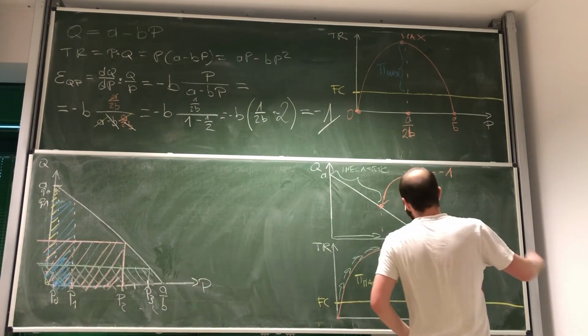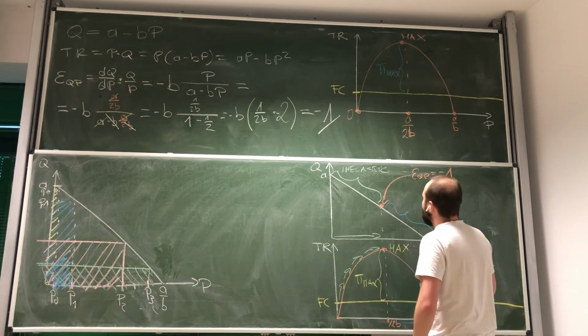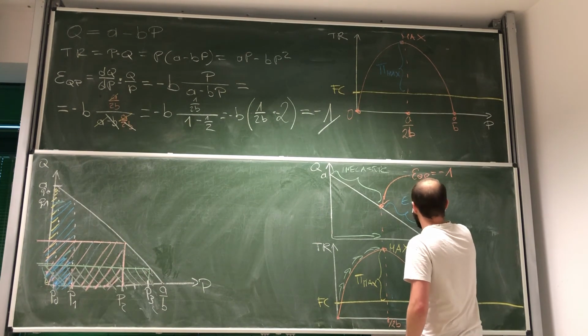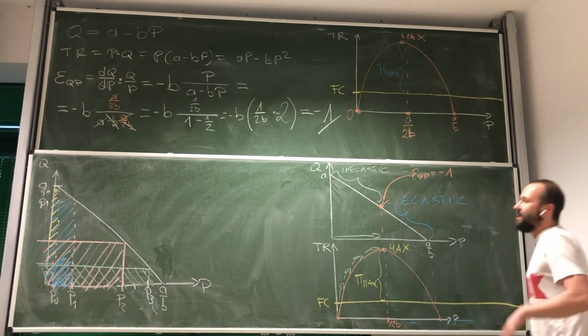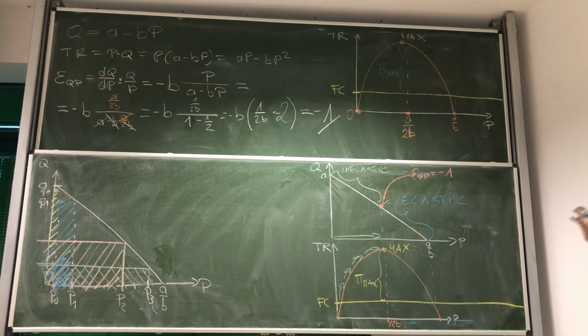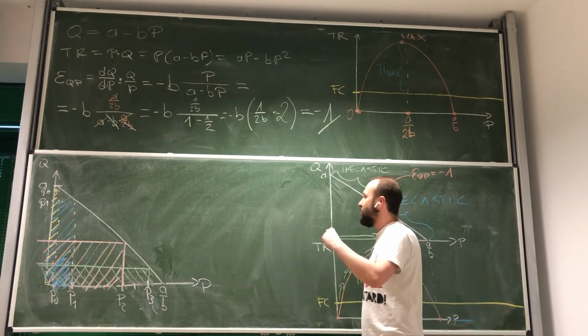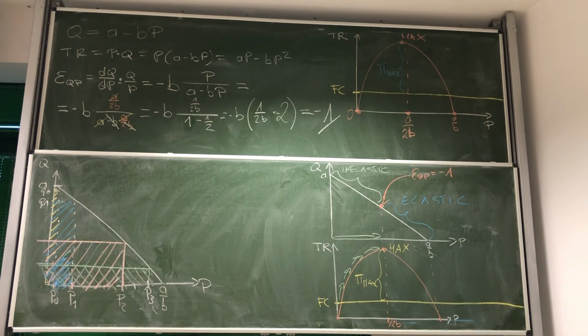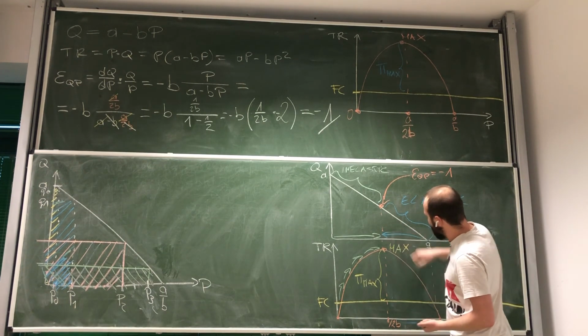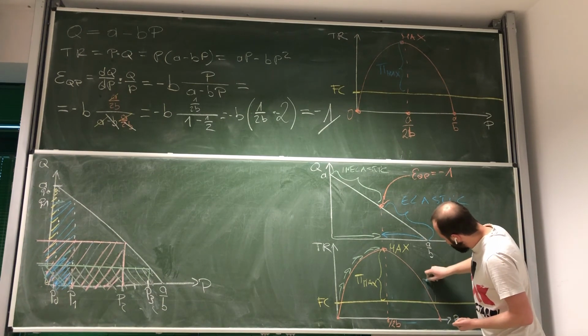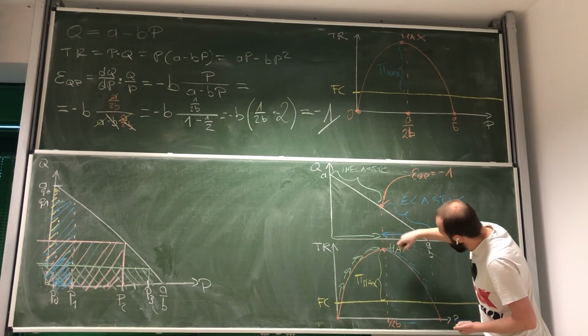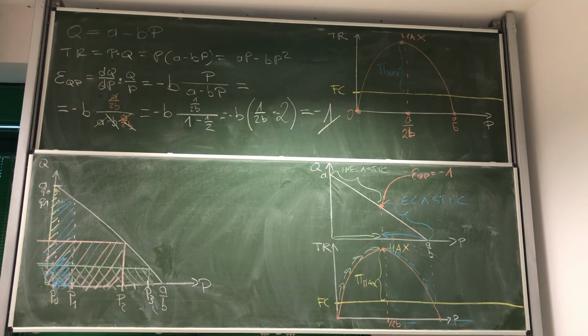increasing total revenue. Over here, however, we've got the opposite situation. Here demand is elastic. What does it mean? Increasing the price by 1% will decrease the quantity by more than 1%. What is the rational thing to do? Here, we should be decreasing the price, and eventually this will also lead us to maximum total revenue.